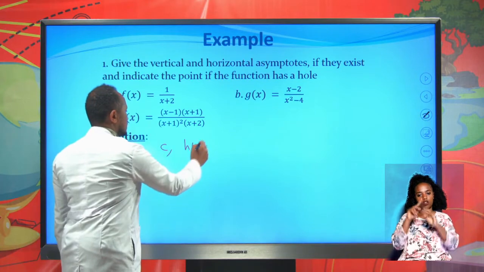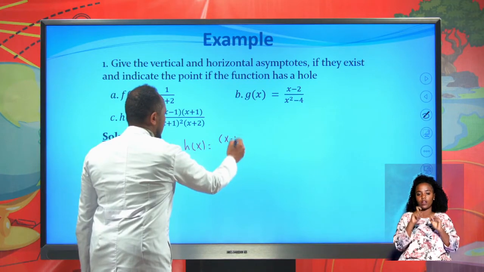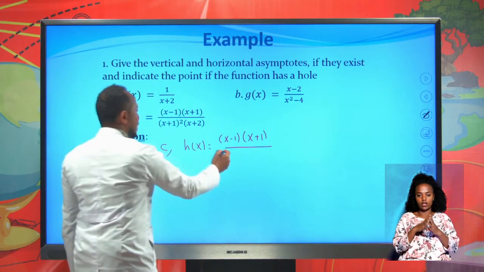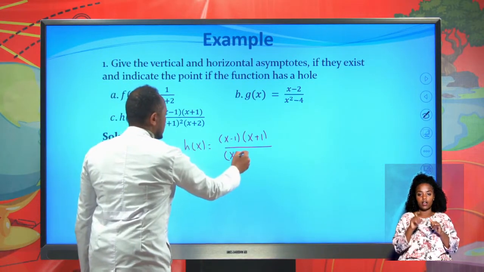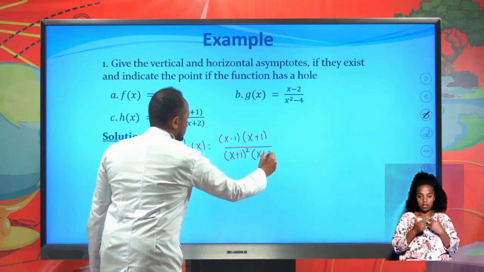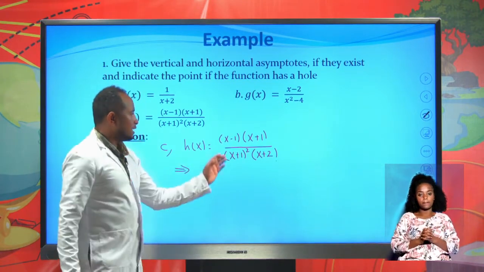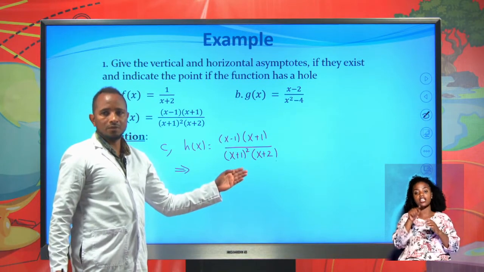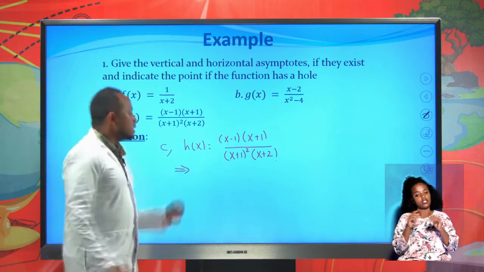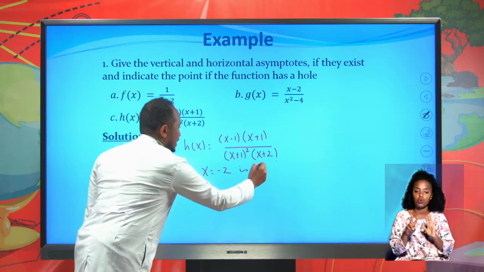H of x is equal to (x minus 1)(x plus 1) divided by (x plus 1) squared times (x plus 2) squared. So from this, let's see the values of x that make the denominator 0 but not the numerator. Negative 2 makes the denominator 0 but not the numerator. Therefore, x is equal to negative 2 is a vertical asymptote.